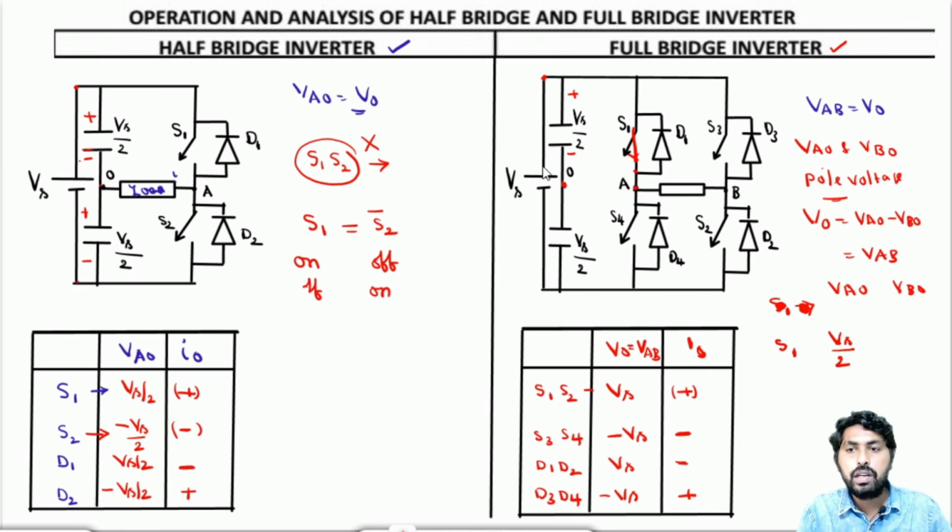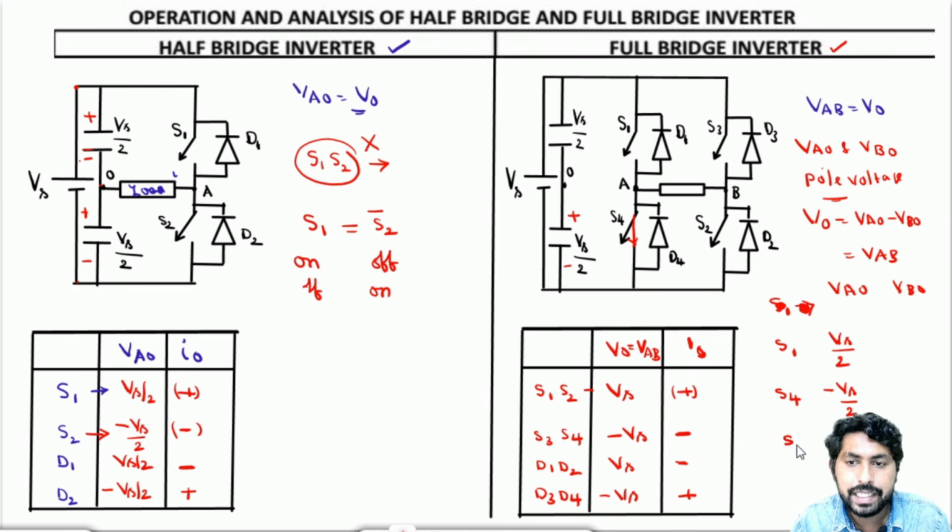When S4 is on, what happens? Let me draw S4 and close it. When S4 is on, the negative of the Vs by 2 is connected to A and positive is connected to O. So when S4 is on, VA naught becomes minus Vs by 2.